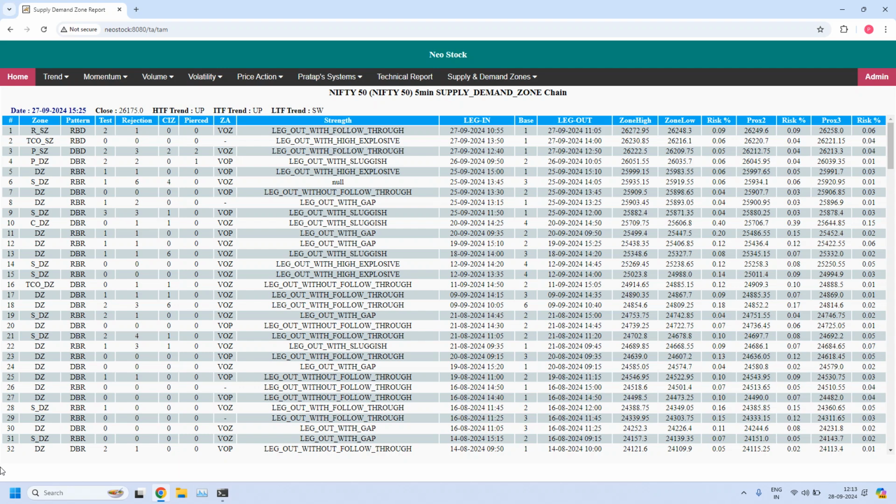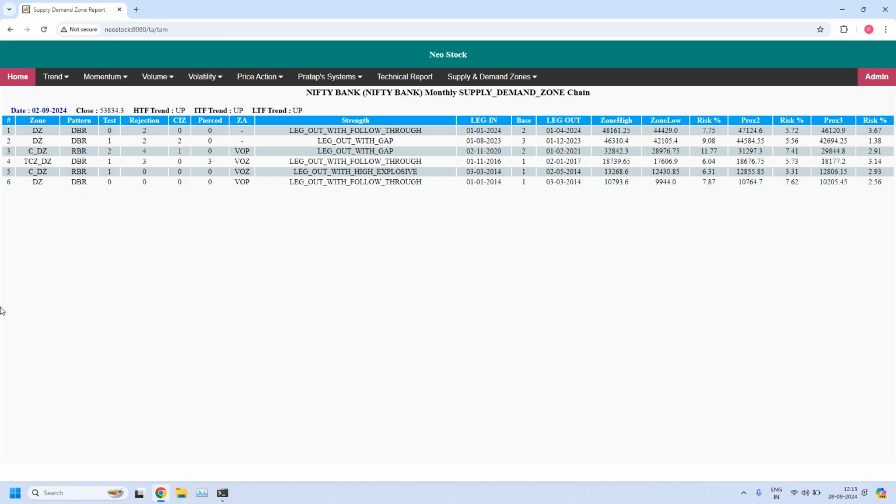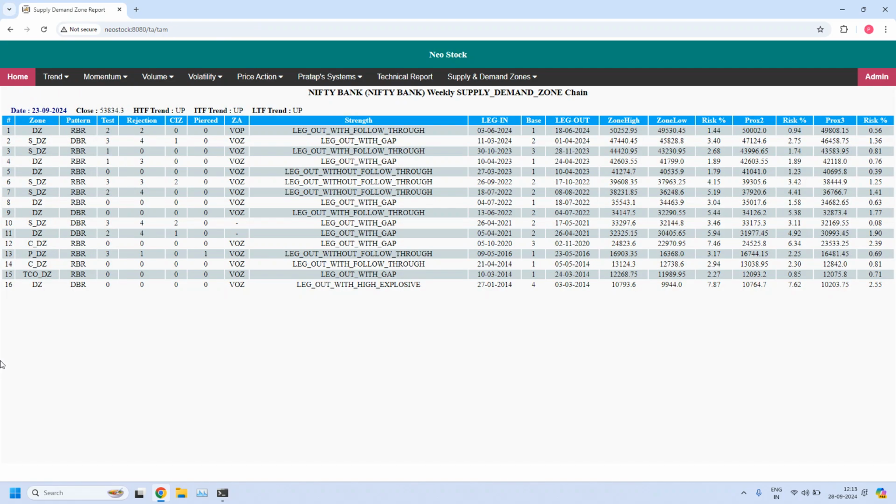Next we will generate a BANKNIFTY supply demand zone chain. That is nothing but Nifty Bank. So let's start with monthly time frame, generating monthly supply demand zone chain for BANKNIFTY. Next time frame is weekly, generating weekly supply demand zone chain for BANKNIFTY.